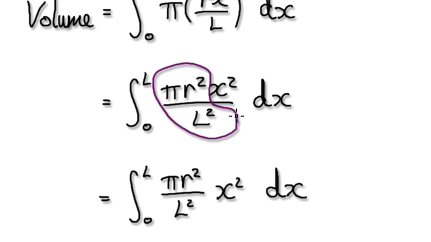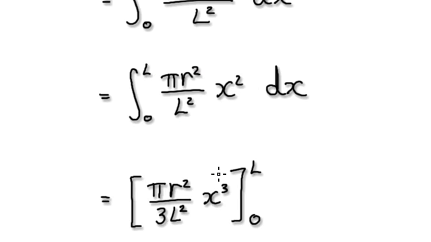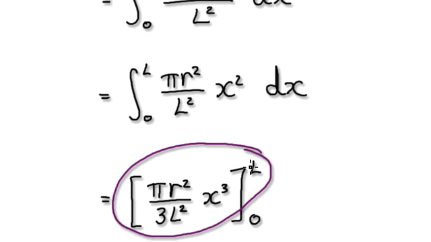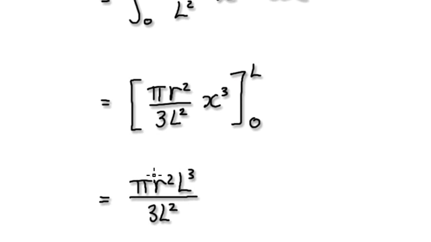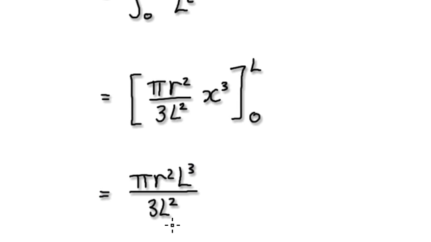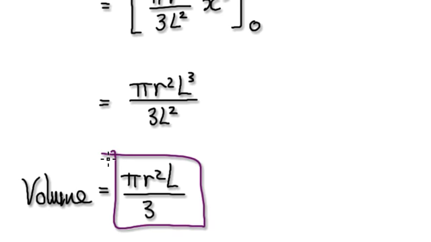Visualize it as this: everything in here is a constant, so this is a constant times x squared. Integrate it, and it will become this. Then it's a matter of getting this, taking away this, so that will give you this. Then tidy it up, and that will become this. So the volume of a cone is given by this.